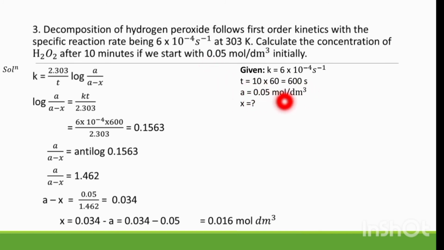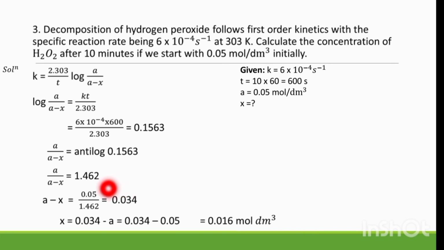a is given, that is the initial concentration is 0.05 moles per dm cube and they have asked us to find x, that is the amount of reactants that have been decomposed. Rearranging the rate law expression, we get this. After substituting the given values on the right hand side, we get 0.1563. We take the log from the left hand side to the right hand side and when we do this, the log is converted into an anti-log. After solving, we get a upon a minus x is equal to 1.462.